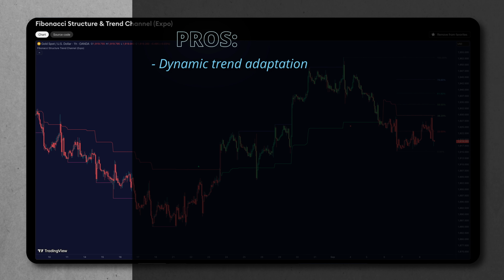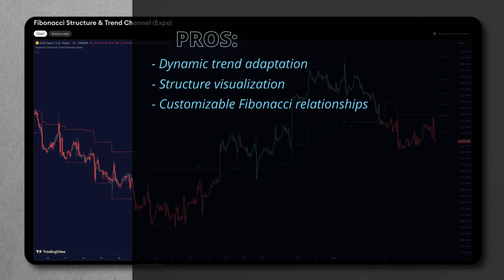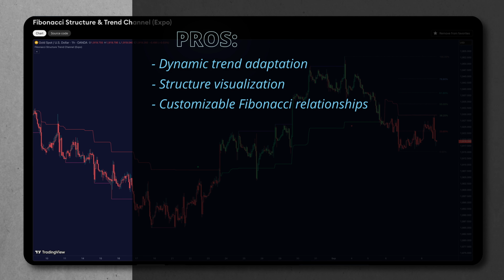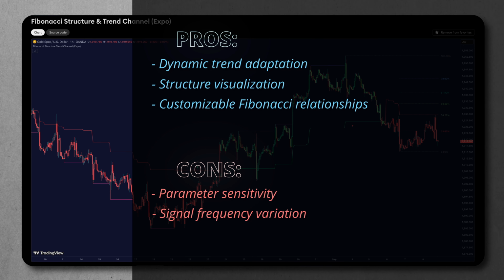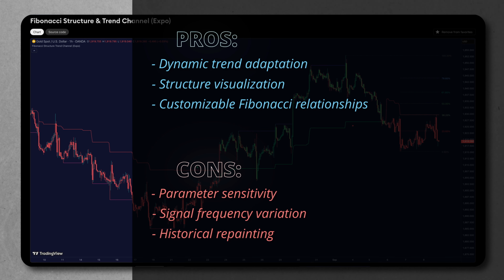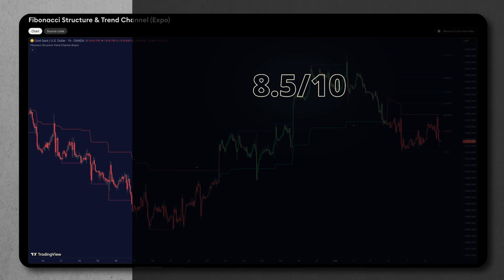Pros: dynamic trend adaptation, structure visualization, customizable Fibonacci relationships. Cons: parameter sensitivity, signal frequency variation, historical repainting. Ranking: 8.5 out of 10.